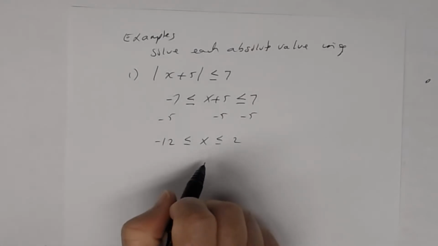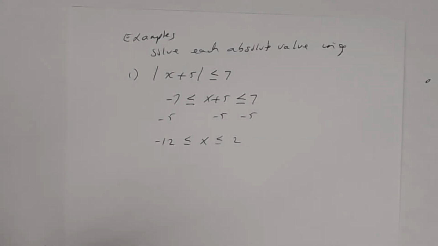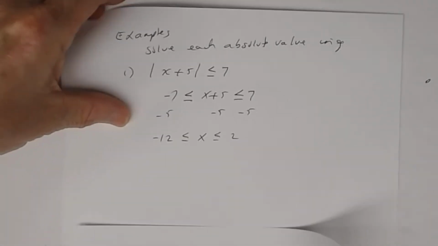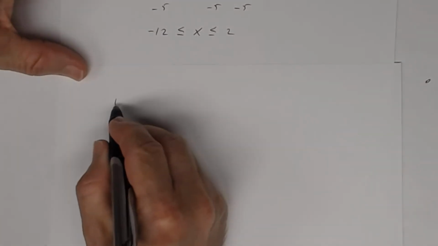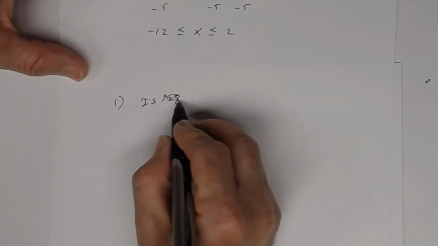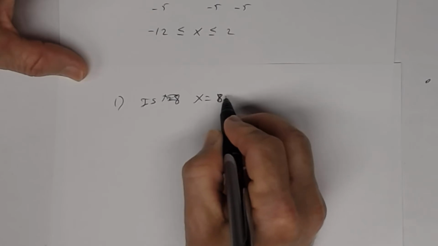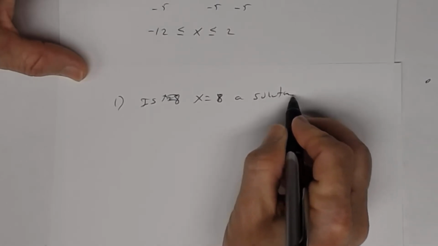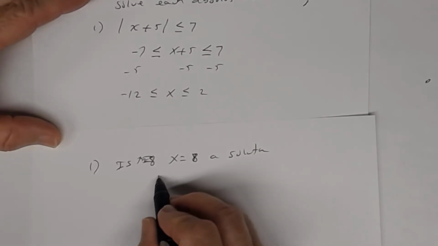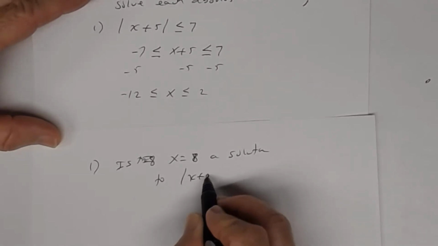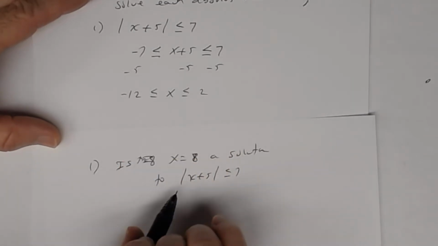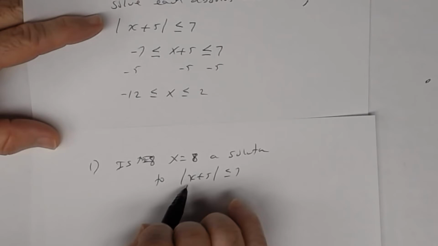All right. So just out of curiosity, I'm going to ask you this. Number 1: is x equal 8 a solution to this inequality? A solution to the absolute value of x plus 5 is less than or equal to 7. It's not in here, right? So 8's not in here, so you better say what? You better say no.